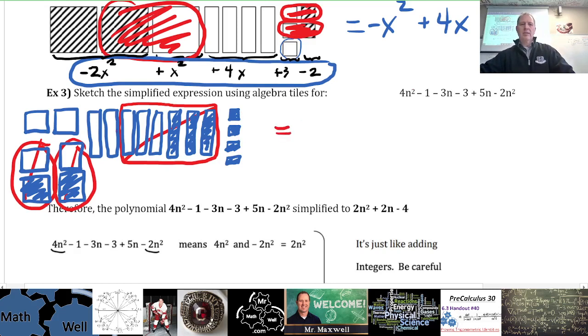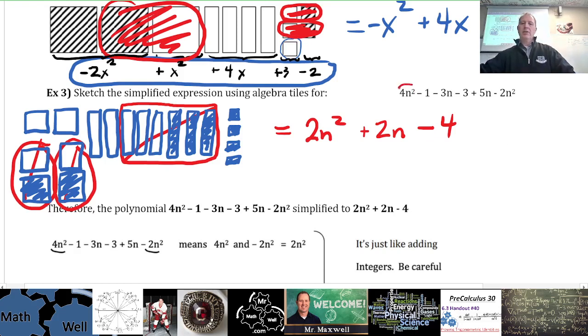So this is a positive 2n squared that I have left. I have plus 2n and minus, sorry? And then minus 4, that's right. Yeah, this one is minus 4. You're right. Okay, so 2n squared plus 2n minus 4.